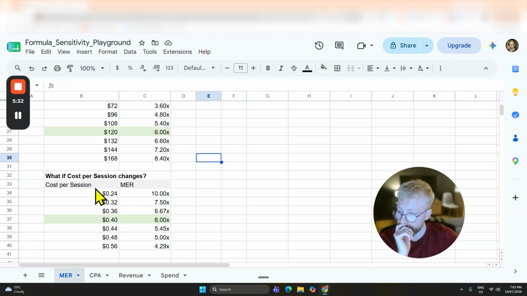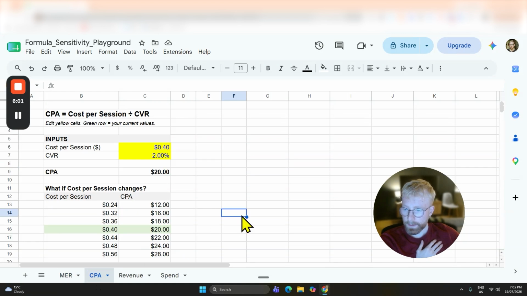And then lastly, your cost per session, right? If you can decrease your cost per session to 24 cents, so half your cost per session, well, then your MER is going to go up to a 10x, which is huge. So that's the first formula. And as I said, I think cost per session in this scenario is the easiest to control. And as a performance marketer, that is definitely something that I keep a very close eye on.